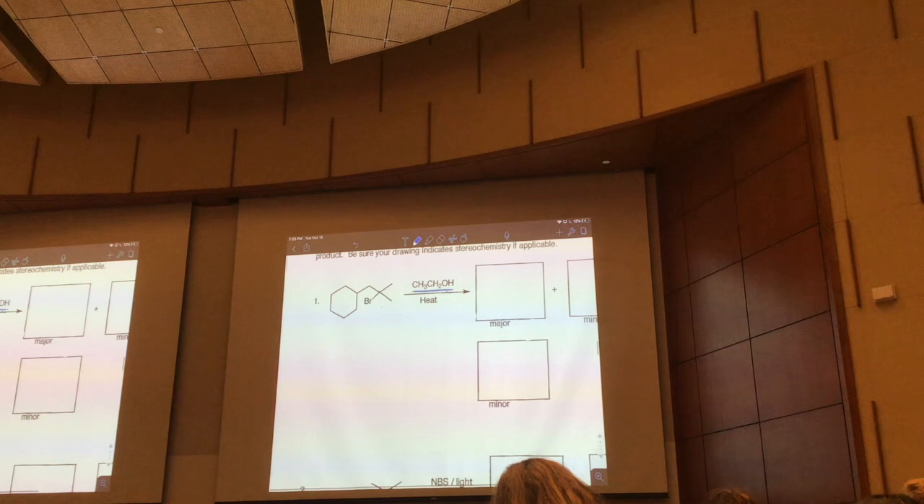Another thing we can look at, just to confirm our suspicion that this is going to be SN1 and E1, is our substrate.